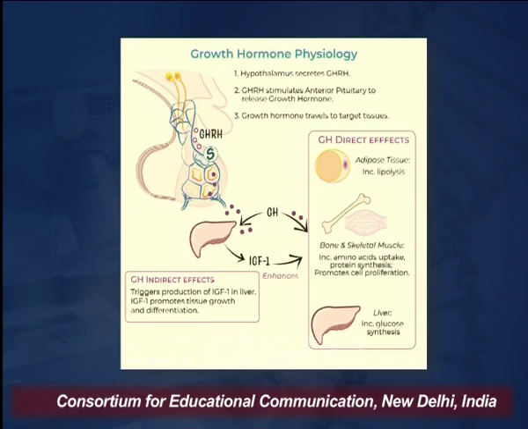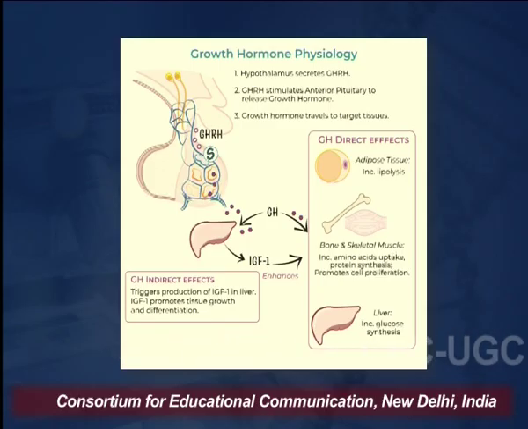So in the direct method, the human growth hormone is released in the blood and goes to various target organs. It affects the adipose tissue, where it causes lipolysis. It goes to the bone and the cartilage, where it increases the absorption of various amino acids. The synthesis of proteins is increased, and therefore growth occurs and the proliferation of cells occurs. It also influences the liver for various activities.